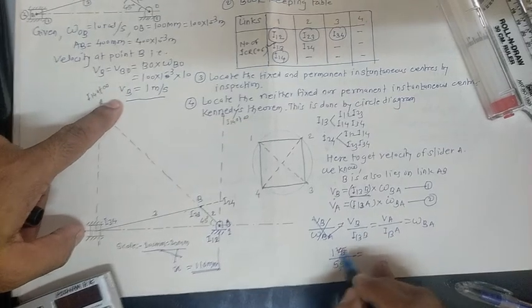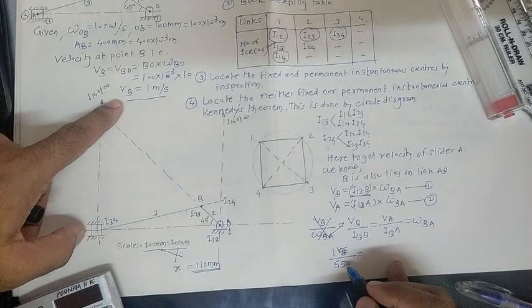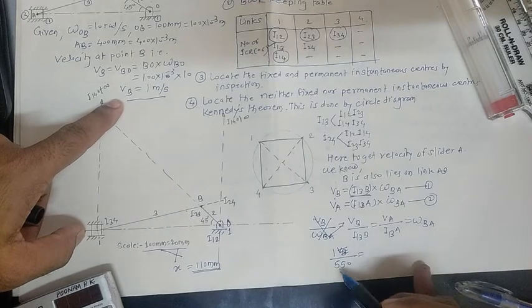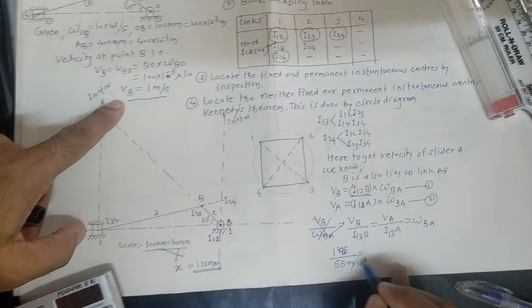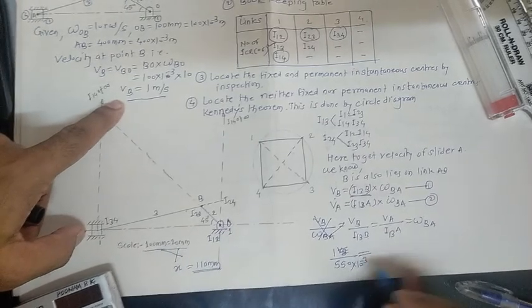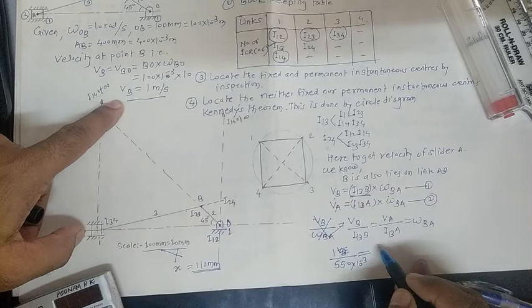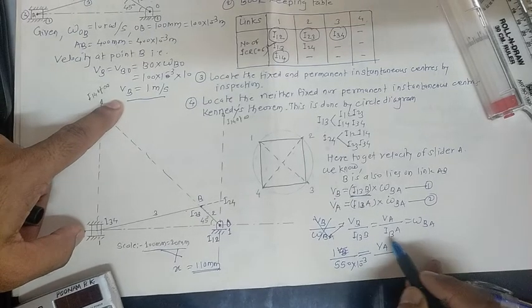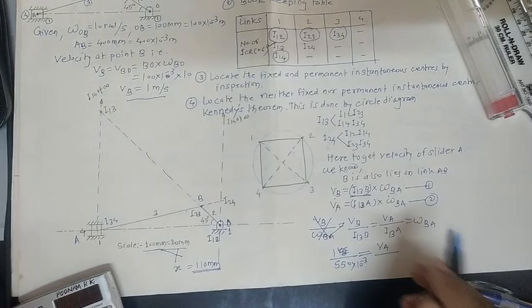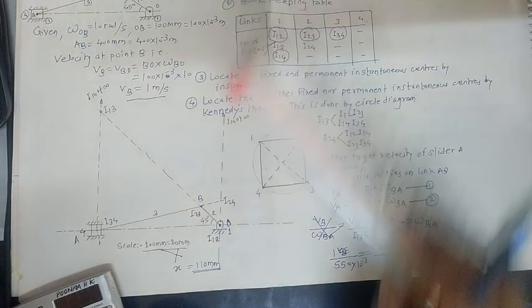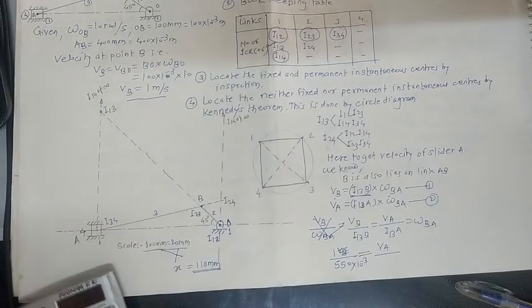Just substitute here 1 meter per second divided by 550. Convert this also into meter by multiplying 10 raised to minus 3. And then VA we don't know. We have to do the calculation for that VA. So I13A, again measure the I13A. So we can measure that I13A from the diagram.